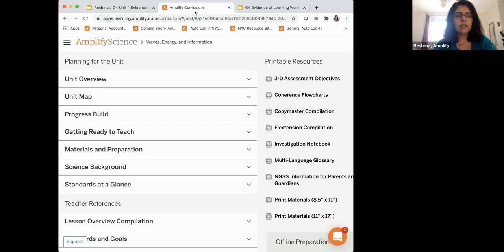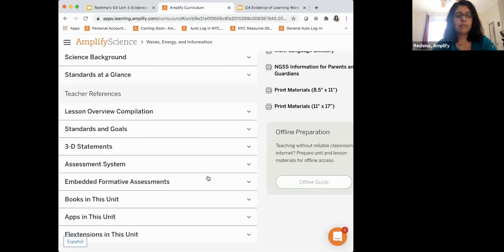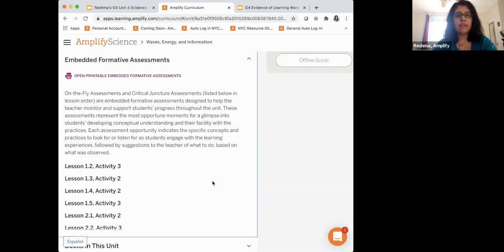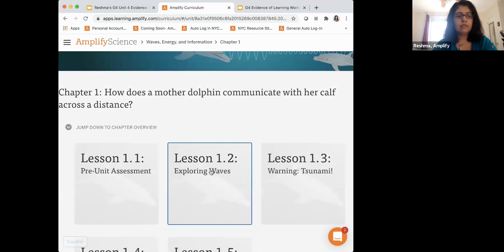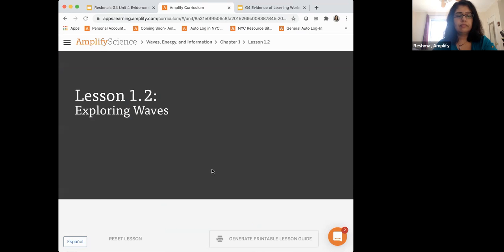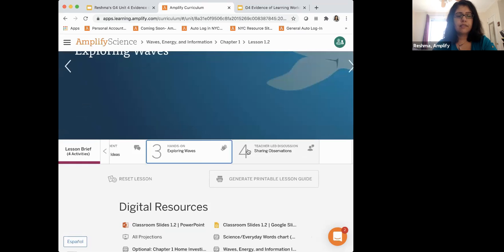So, for example, if I wanted to explore the very first formative assessment of this unit, I can see that it's in lesson 1.2, activity 3. Let's go ahead and navigate to that. 1.2, activity 3.